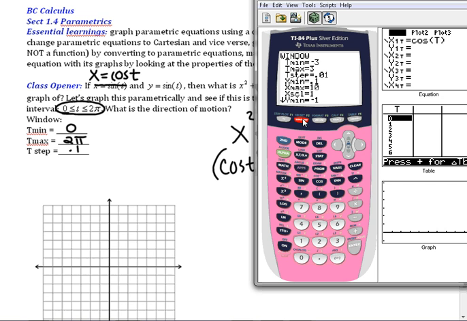And my window, my T min is going to be 0. T max is going to be 2 pi. T step, let's try 0.1. If it's not slow enough, we'll have to change it. Now, we know it's a circle. What's the radius? 1. So what would you like for your smallest x? Negative 1? How about negative 1.5 or something? So x max, let's do that as 1.5. It won't be square. It'll be a little squished, I believe.